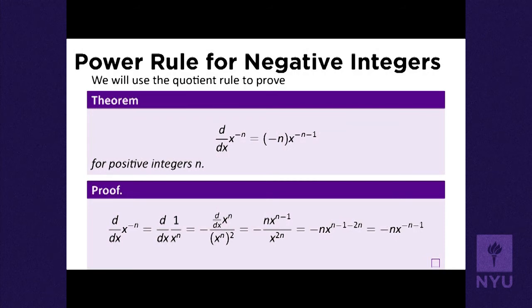Okay, so we established it for, sorry, I keep stepping on your feet. We established it for positive whole number powers using Pascal's triangle. For the power 0, we just proved it from scratch. That was the constant function rule. And for negative whole number powers, we can use the quotient rule. So now we've established the power rule for all integers, positive, negative, or 0.